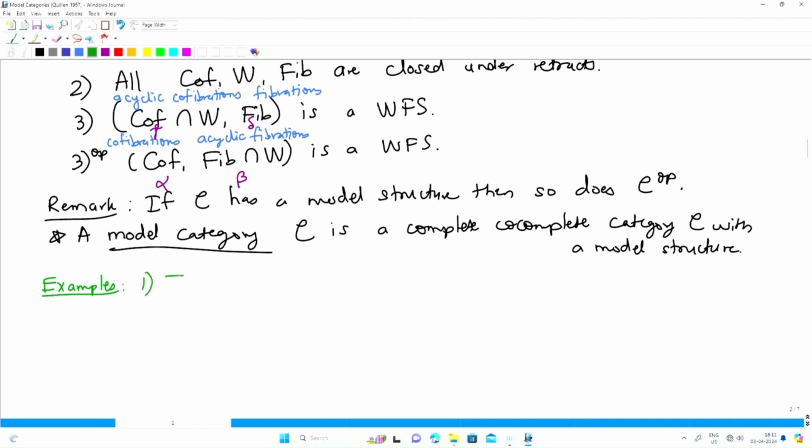The first one is the trivial model structure on any category. So the trivial model structure, COF, W and FIB, I have to describe that. So COF is all, W is ISO, and FIB is also all. Okay, so a very boring example where you only want to invert isomorphisms. So you don't really do anything, you retain whatever you had. Nothing happens here.